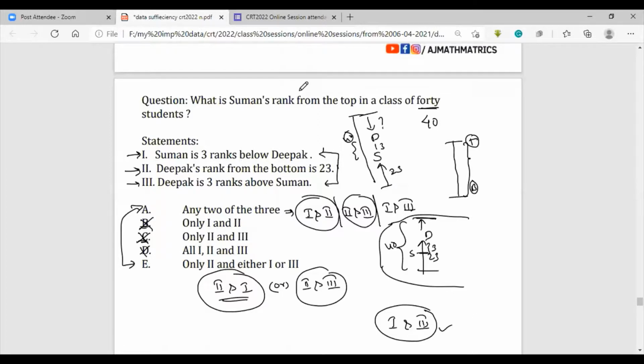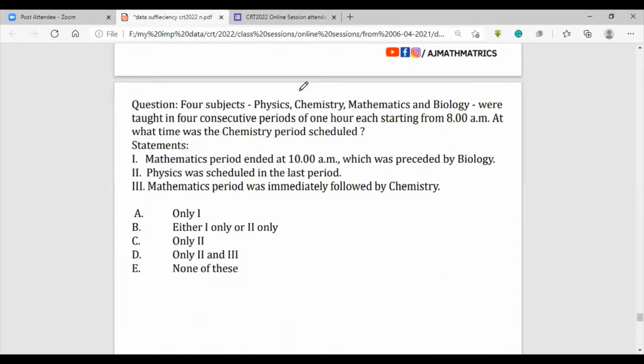It doesn't give you any information from the bottom. So 1 and 3 are not sufficient. So if 1 and 3 are not sufficient, then we can eliminate A as the answer. So only the answer is E. Very good, guys. Super. So the answer for the question is E. Next. Try this.